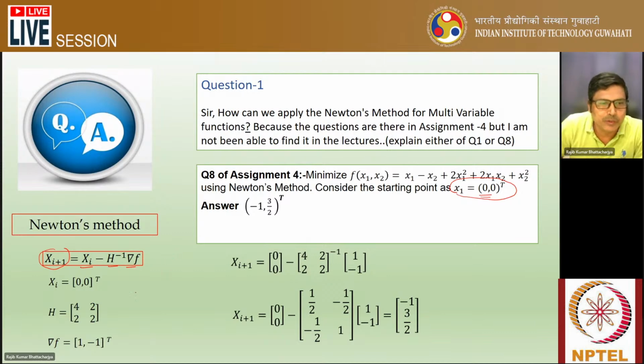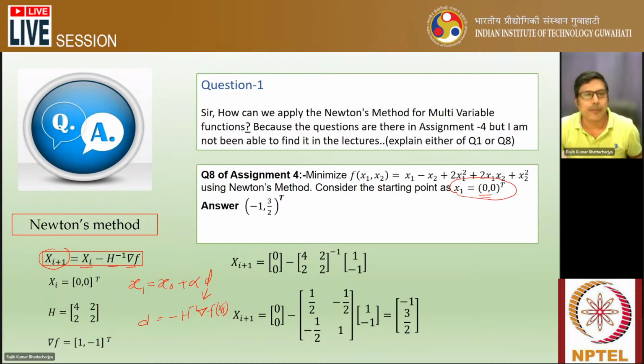We already discussed that I can calculate x1, so this is your x naught plus alpha d. In case of Newton's method, d is calculated as the inverse of the Hessian matrix into del f at x naught. Here this x naught is given, so I am writing xi as x naught, and this is 0 0. Then if I calculate the Hessian matrix, it is 4 2 2 2.